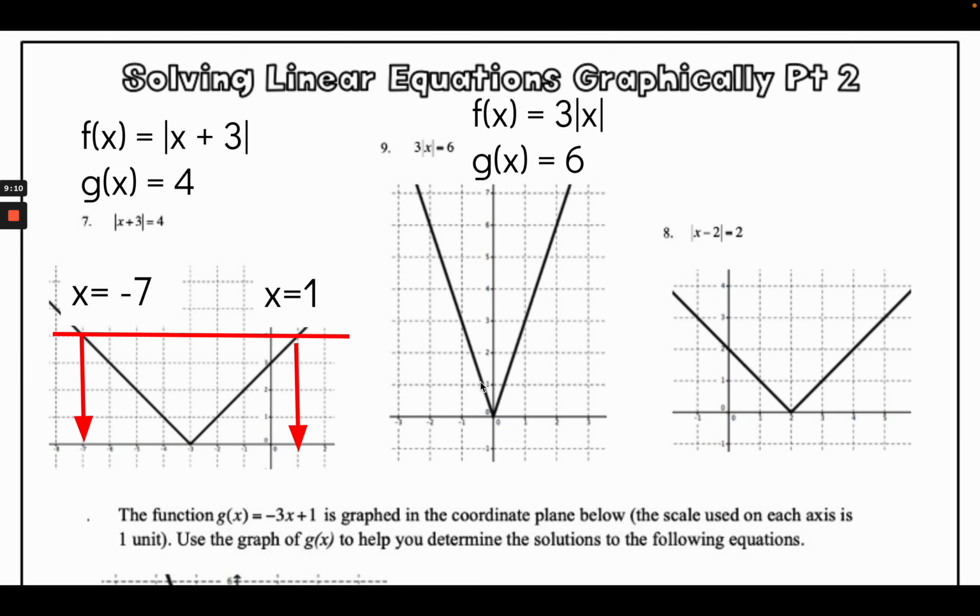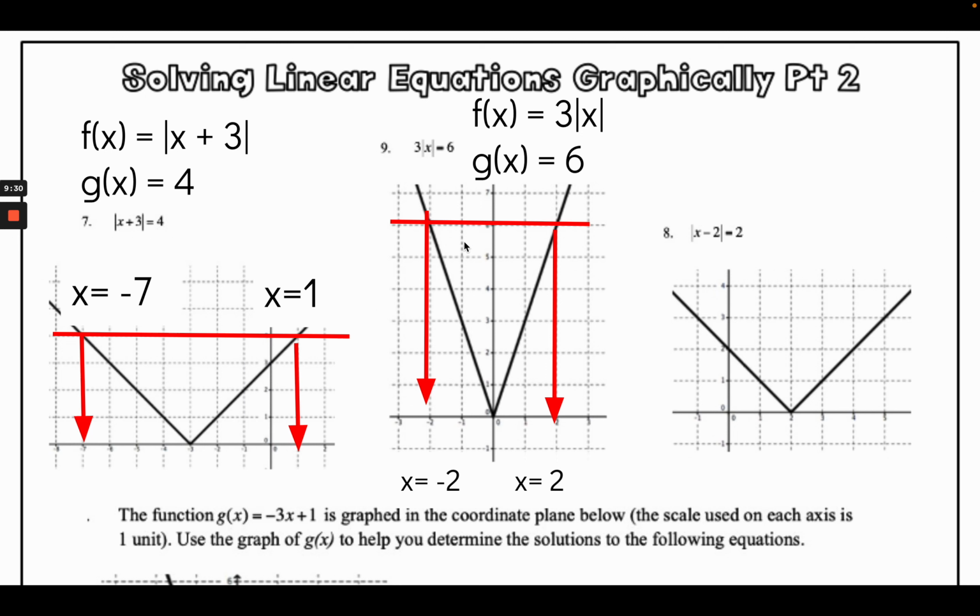Again, my absolute value has already been graphed for you. So let's look at g of x equals 6. So we can see that the 6 is right there. And let's draw a line. And where does it intersect this graph? It intersects right here at this point and intersects it right here at this point.